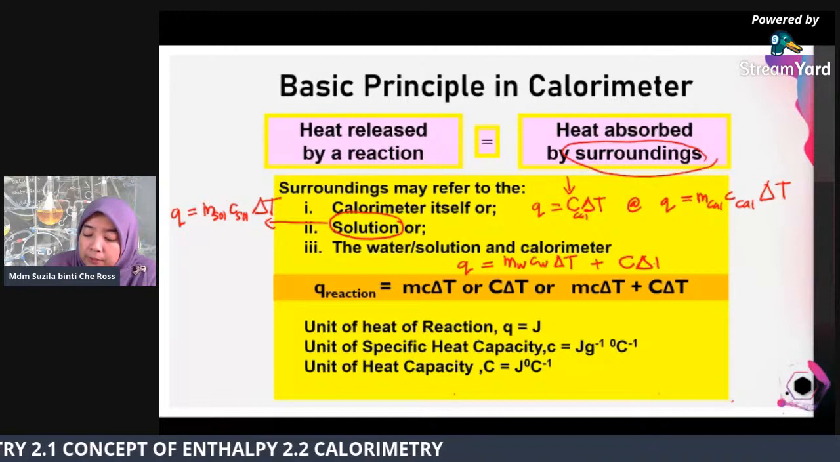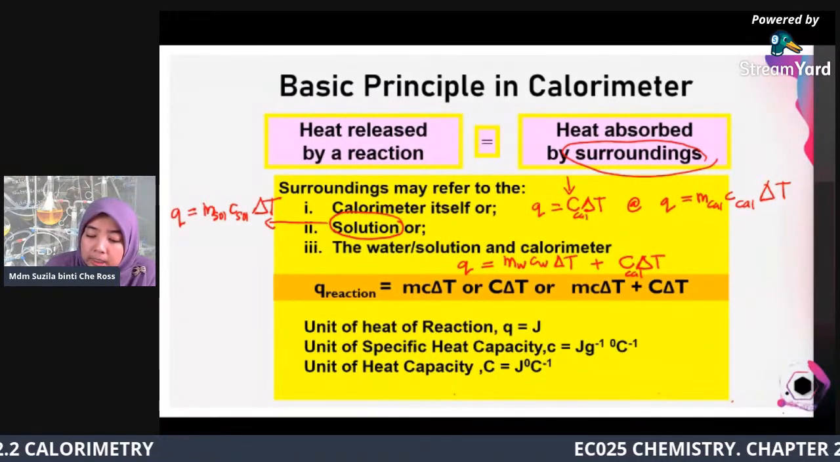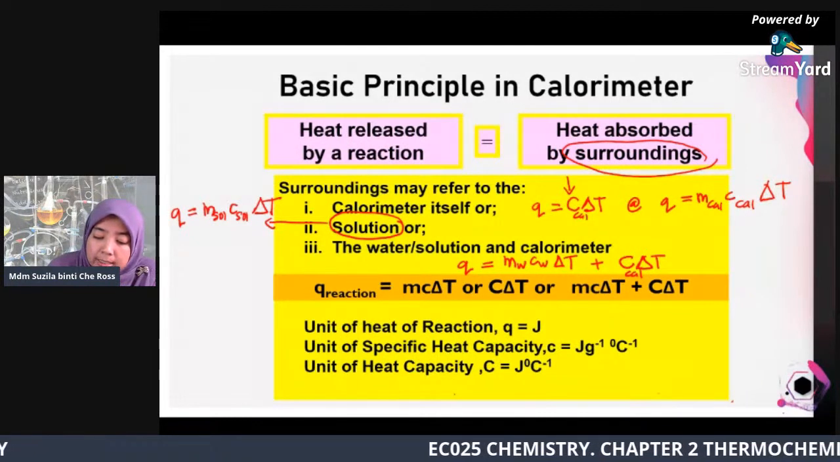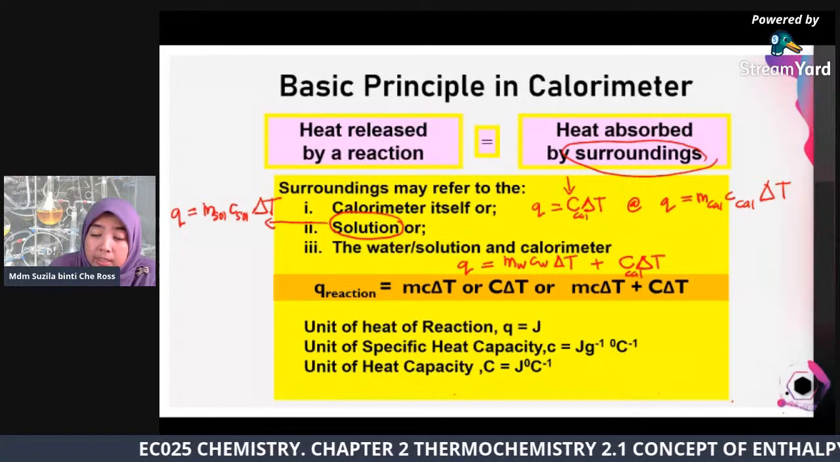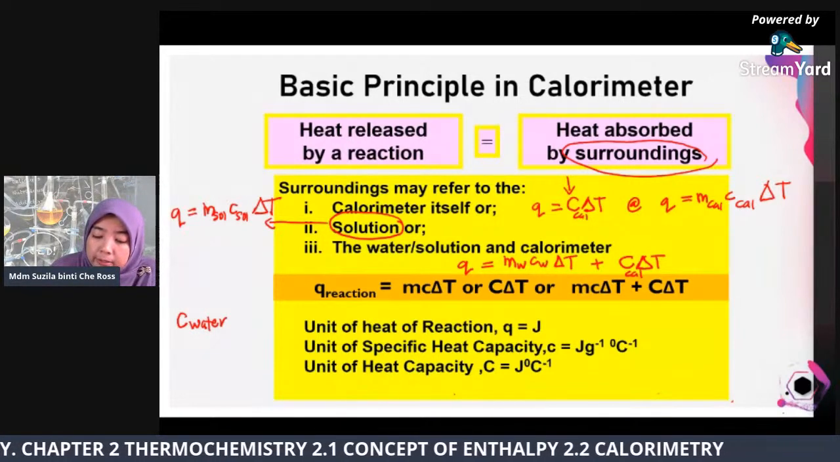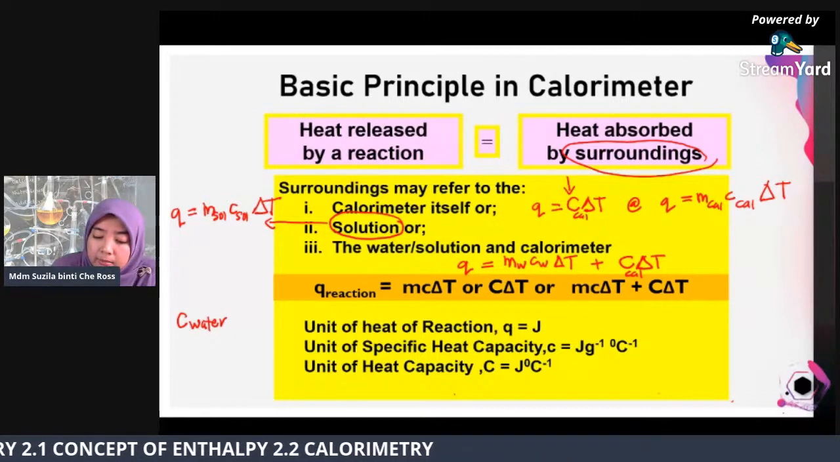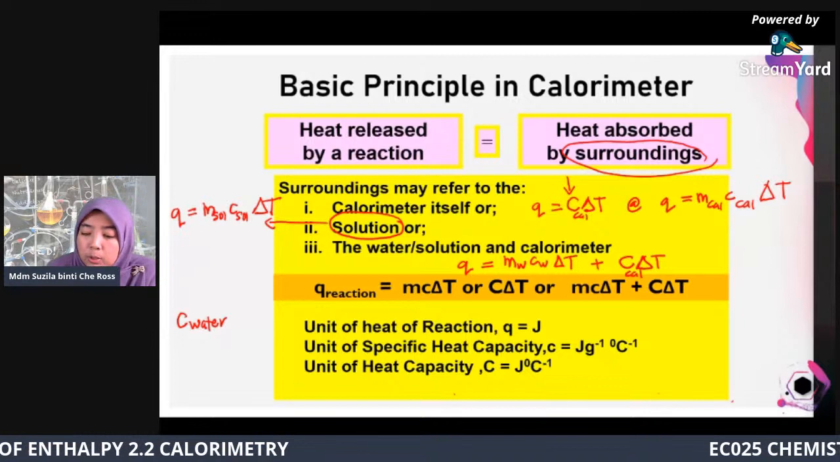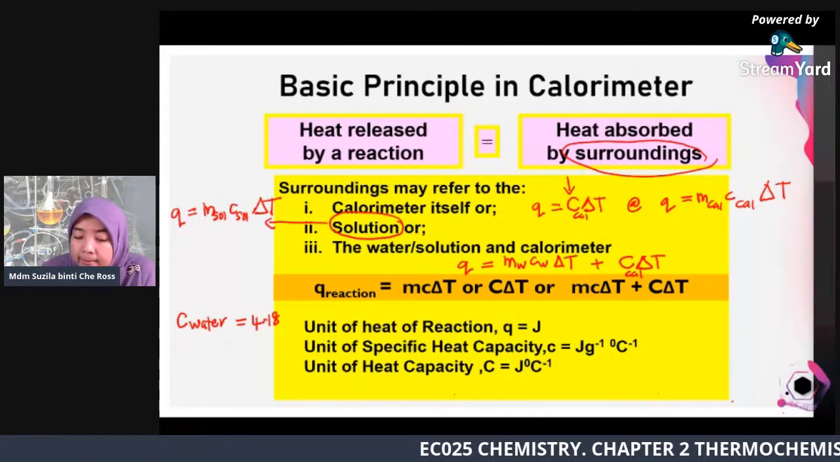The value for the specific heat capacity of water is a constant, and the value is given in the front of your book. You can refer to the front of your book. The value is 4.18 joule per gram per degree Celsius. If you don't remember, you can look at the front.